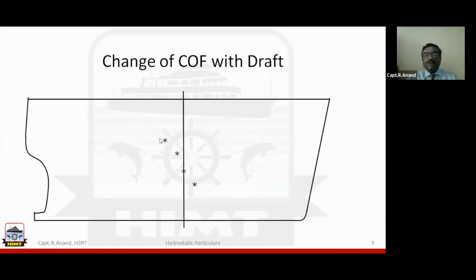Once again, how the center of flotation changes with draft. It's not a fixed point. As the draft changes, you will find that there is a change in the water plane area, so as the water plane area changes, the centroid also keeps changing. So according to draft, the center of flotation changes. What I've given here: for higher draft, the center of flotation is slightly aft of midship; for very low drafts, it's slightly forward of midship. This is just a general trend. It doesn't mean that every ship has to follow the same pattern.